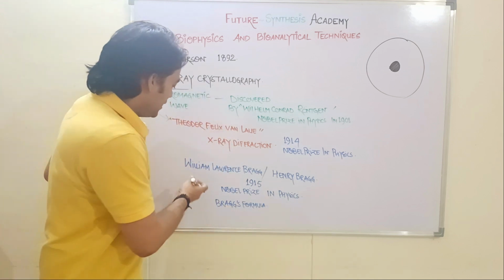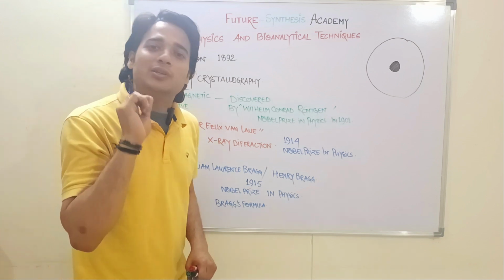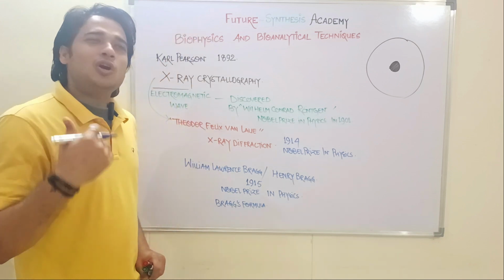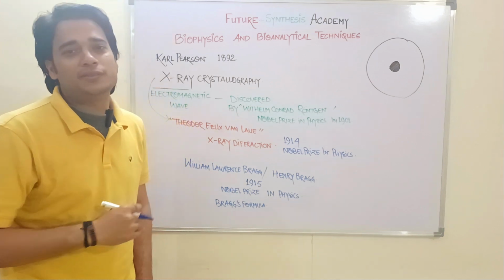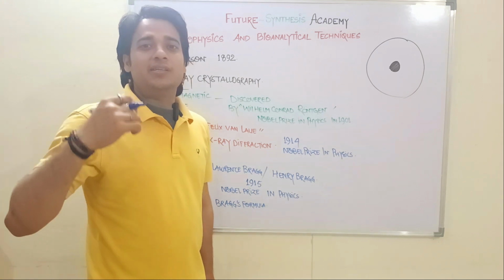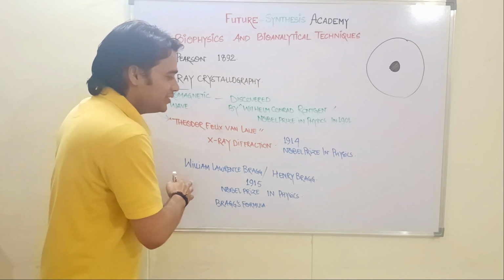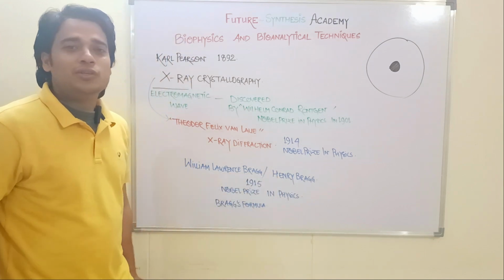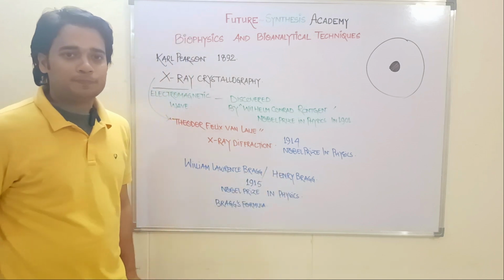And he is known as one of the youngest Nobel laureate who got the Nobel Prize at an age of 25 years. In the scientific community, this is really a very minor age. And this is a joint Nobel Prize which is given to son and father together.